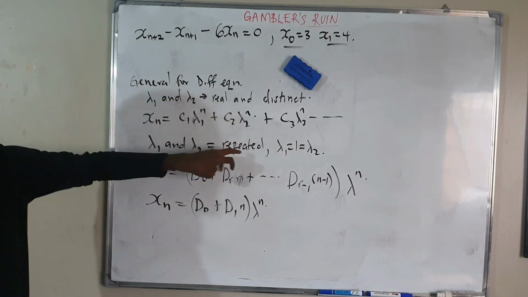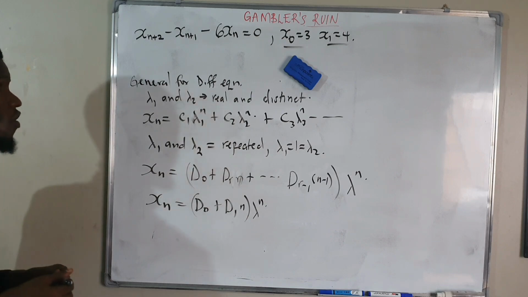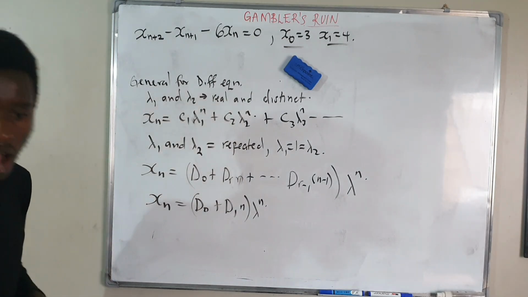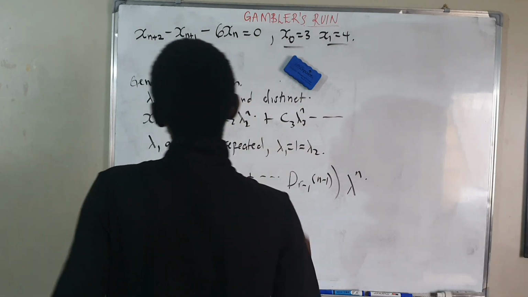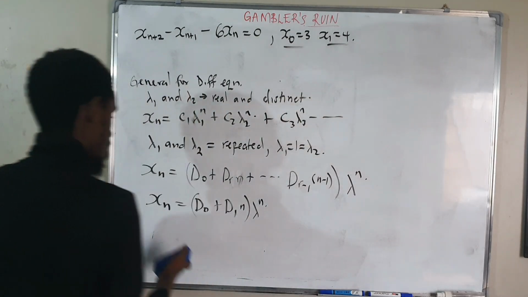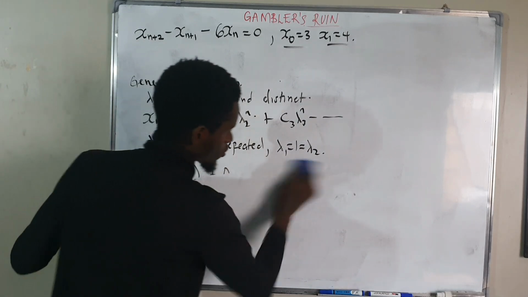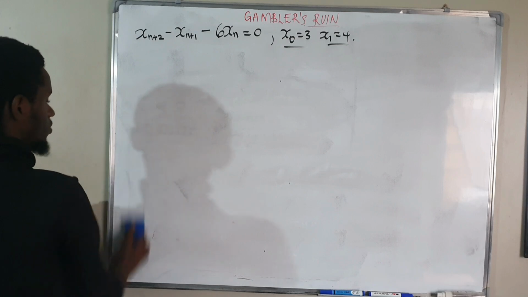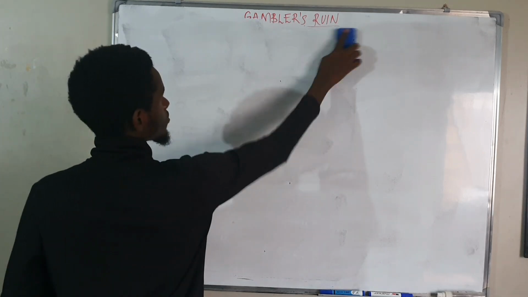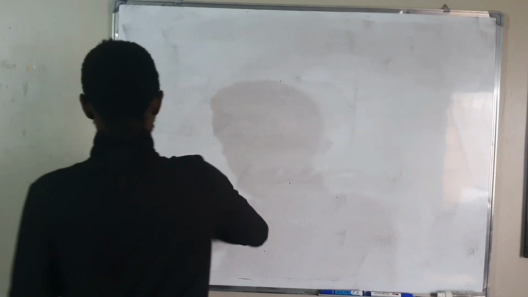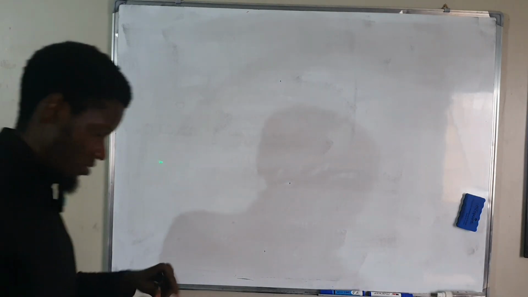Therefore, now knowing how to solve this difference equation, we can go and see how we can deal with our gambler's ruin. However, allow me to put this off, then go back to our question. Now, if we go back to the gambler's ruin.